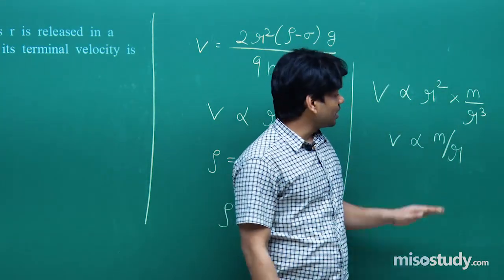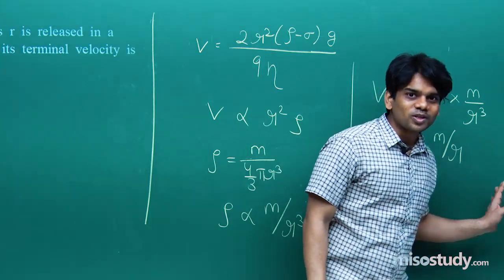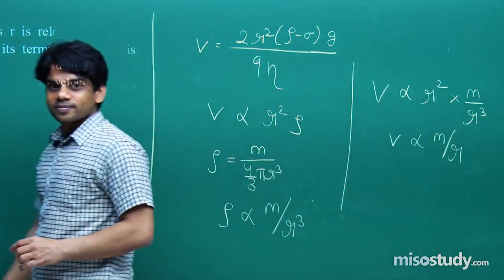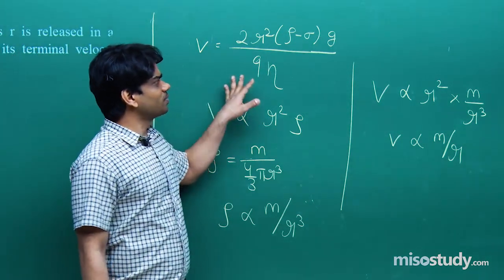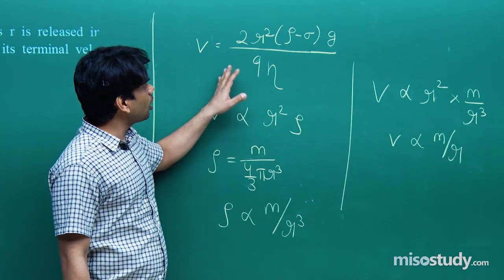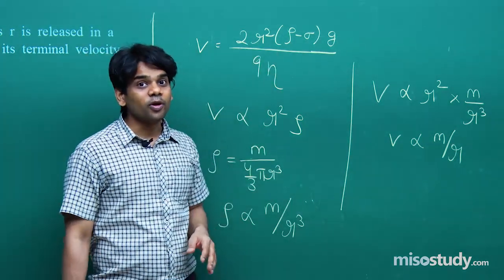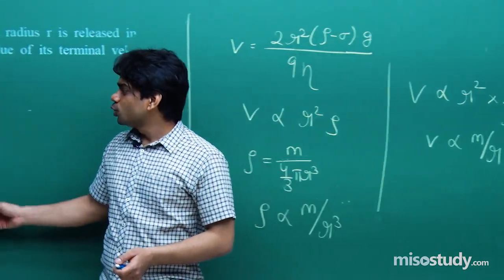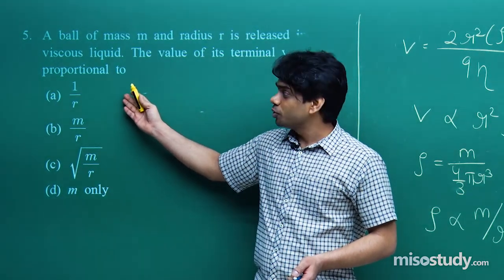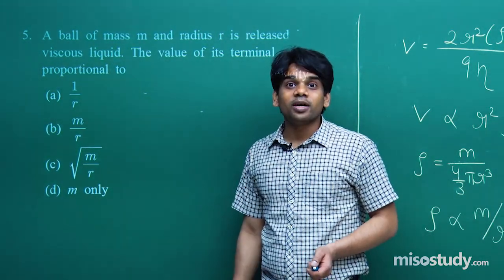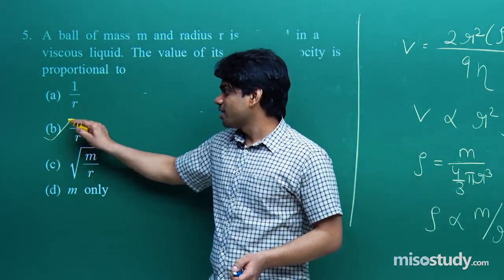Before commenting on the answer, let me go into more detail on this. One thing you can make out: if you only write this formula, you will be confused about how to proceed. R square is there, then rho is there, and m is not coming, so you will be thinking about what to choose. Some of you may get confused and choose 1 by r. That will be a mistake. B, m by r, is the answer that we have reached, that is the right answer.